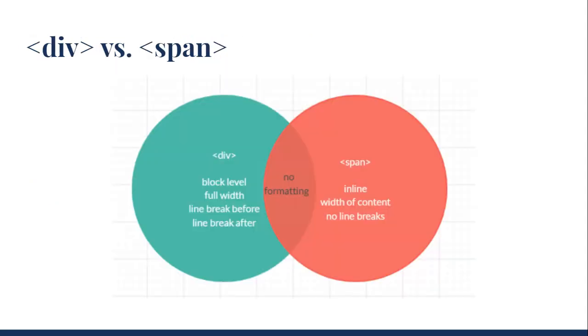Once again, just a comparison and contrast between them. Div is block level, full width, line break before and line break after. Span is inline. It is only the width of the content. It has no line breaks. What they have in common is that they have no formatting. They have no other pre-formatting on the text put inside of it.